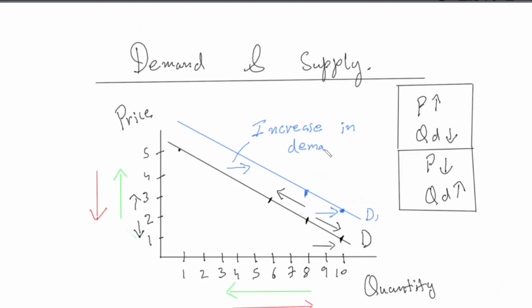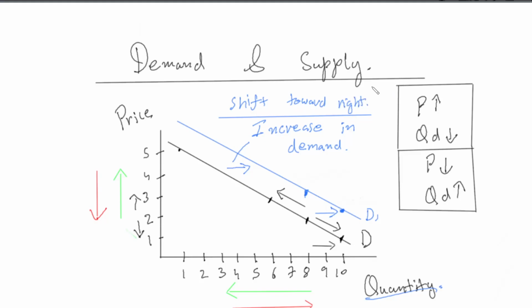So this terminology can leave some of you confused, but we would rather say that was increase in quantity demanded, okay? This is quantity demanded. But this here is increase in demand. And when there's an increase in demand, the demand curve shifts towards right.